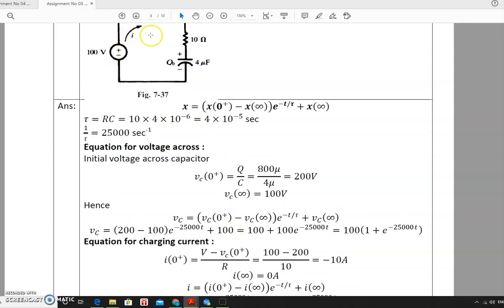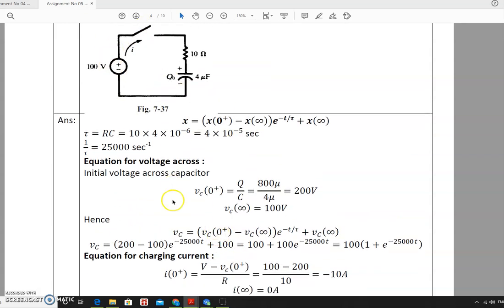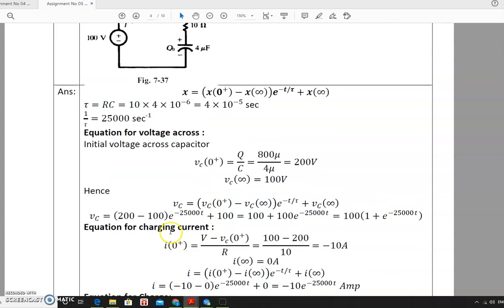Now I want to calculate the charging current. Similarly, we will calculate the charging current. Now this is also a voltage source, and at t = 0+, this is acting like a voltage source. So 100 volt and 200 volt across this, they are both voltage sources. So what is the net current which is flowing?